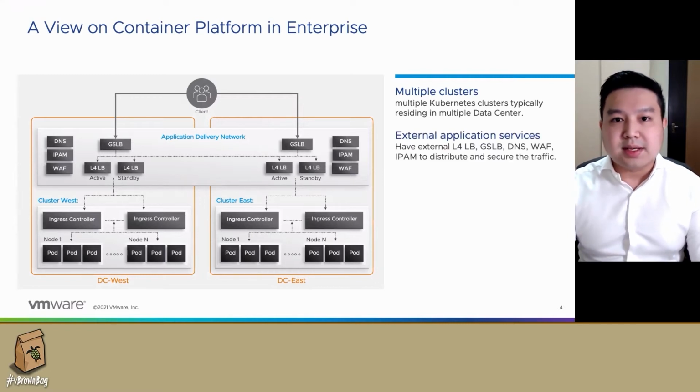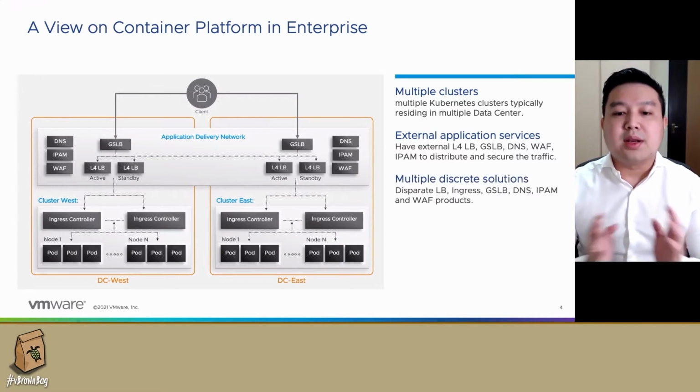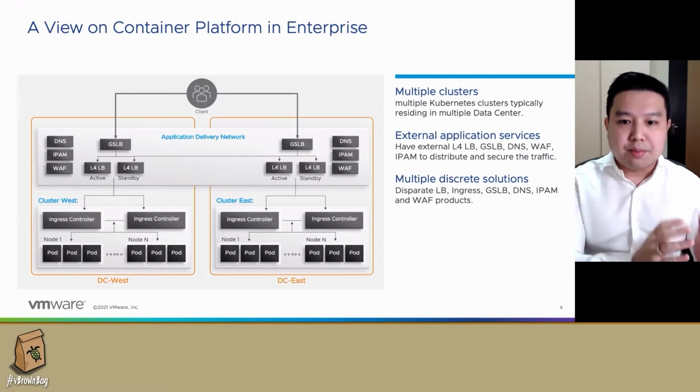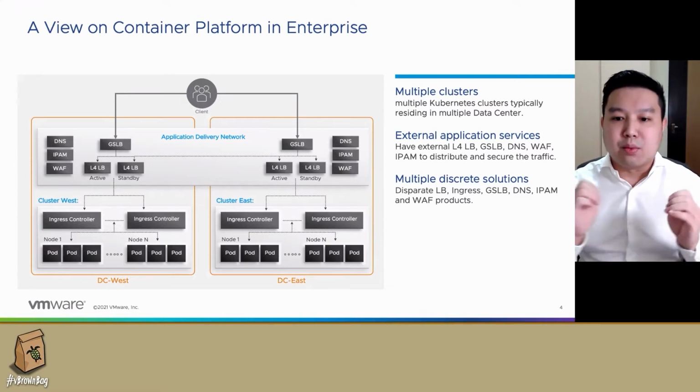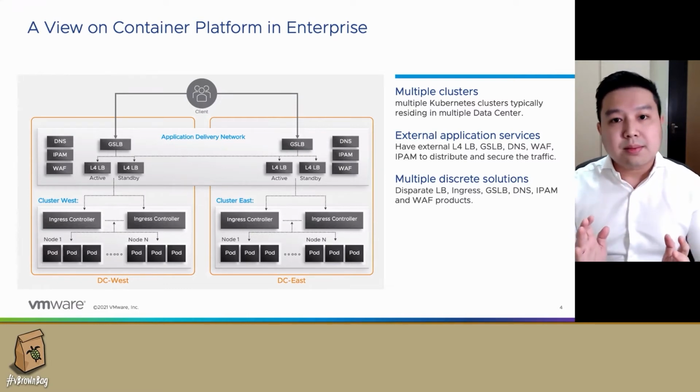The Kubernetes cluster is typically interfaced with an external load balancer to provide layer 4 load balancer, GSLB, as well as DNS, IPAM, and web application firewall services. These appliances are used to distribute and secure the client traffic into the application running inside the Kubernetes cluster. The relationship between the GSLB, layer 4 load balancer, DNS, IPAM, and web application firewall are discrete.